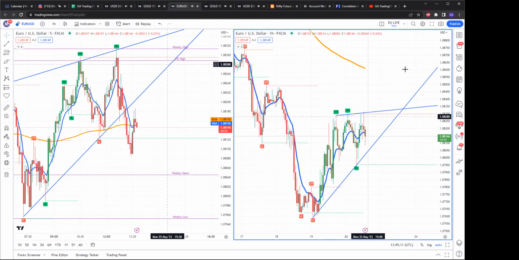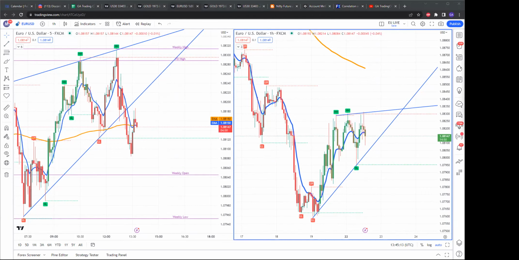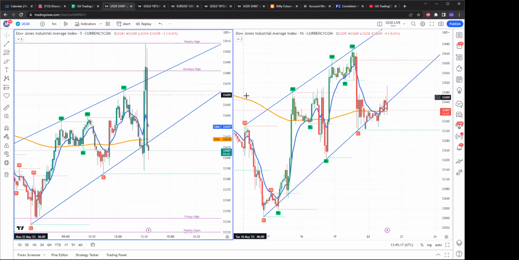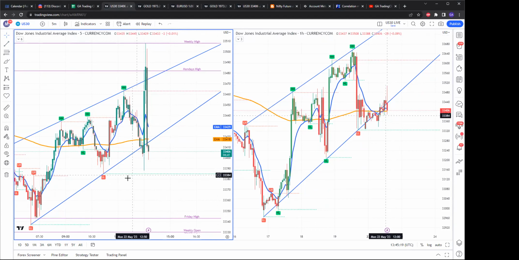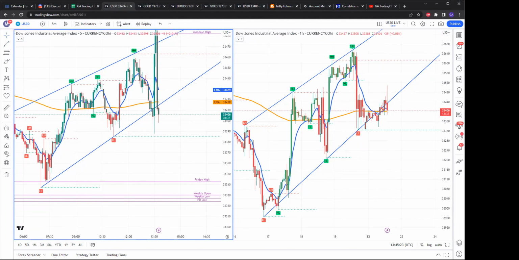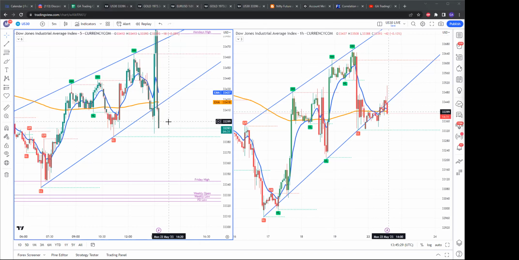Okay, and then let's see. US 30 right now is bearish because price is below the 90 EMA and 200 EMA. Also, price just closed below this trend line. So for a sell on US 30, currently US 30 is bearish. Any sell would be on the closure of this candle right here.